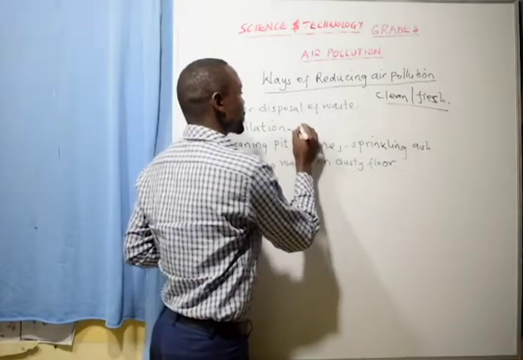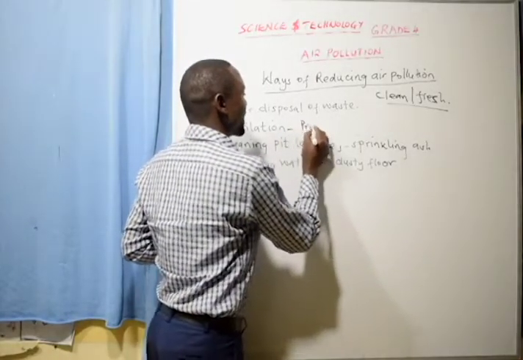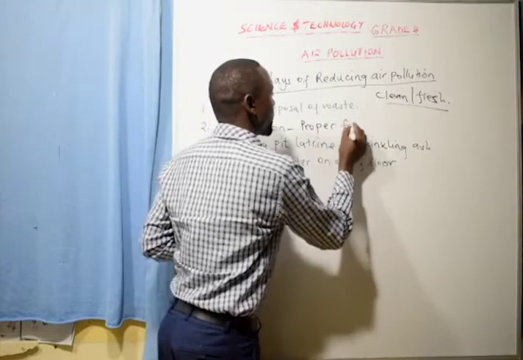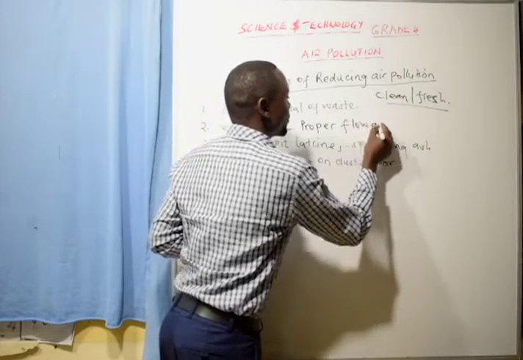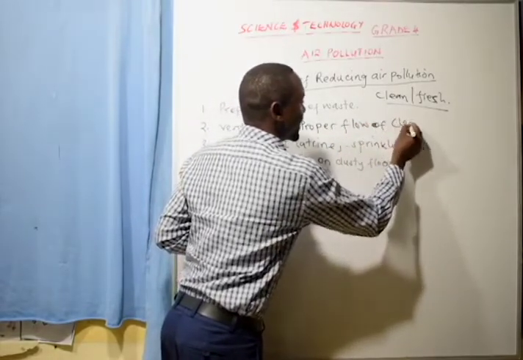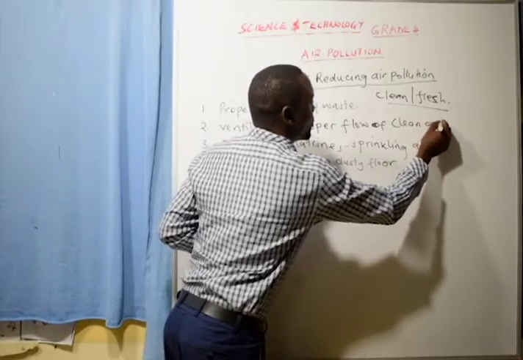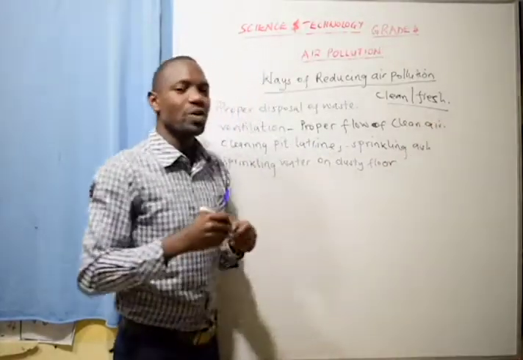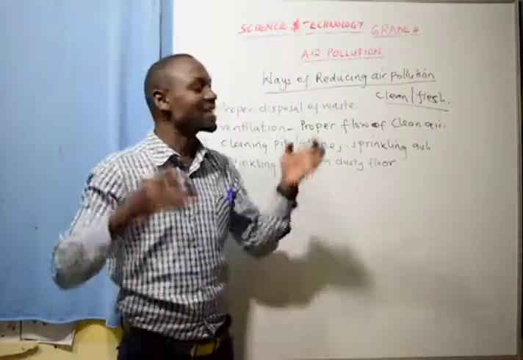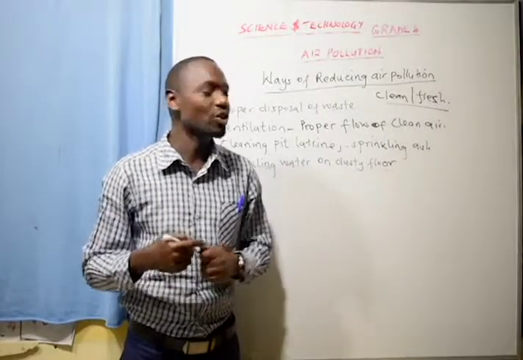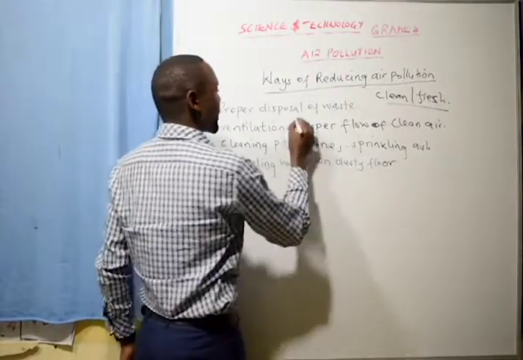Another way of ensuring that we are living in clean air, we reduce air pollution, is by ventilation. Ventilation means ensuring a proper flow of clean air. How do you do this? For example, when you are in a house, make sure that the doors and the windows are open.